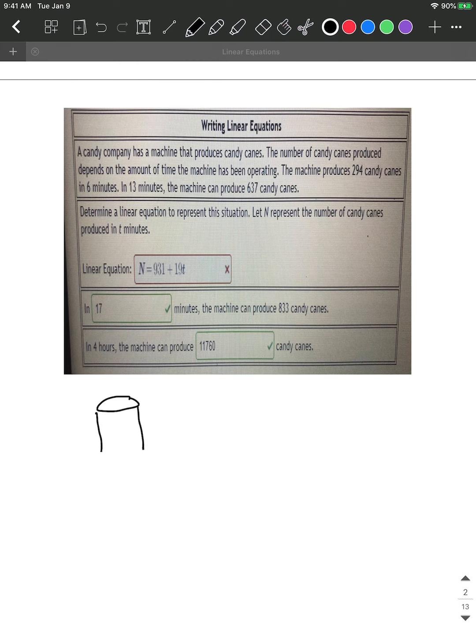So here's my machine. Looks like one of those little Mario poles. Boop. All right, so I'm trying to make this candy cane. I'm going to drop something in here, some ingredients. It's going to pop out, and then I have my little candy cane. Awesome. So we drop and we get our candy cane.